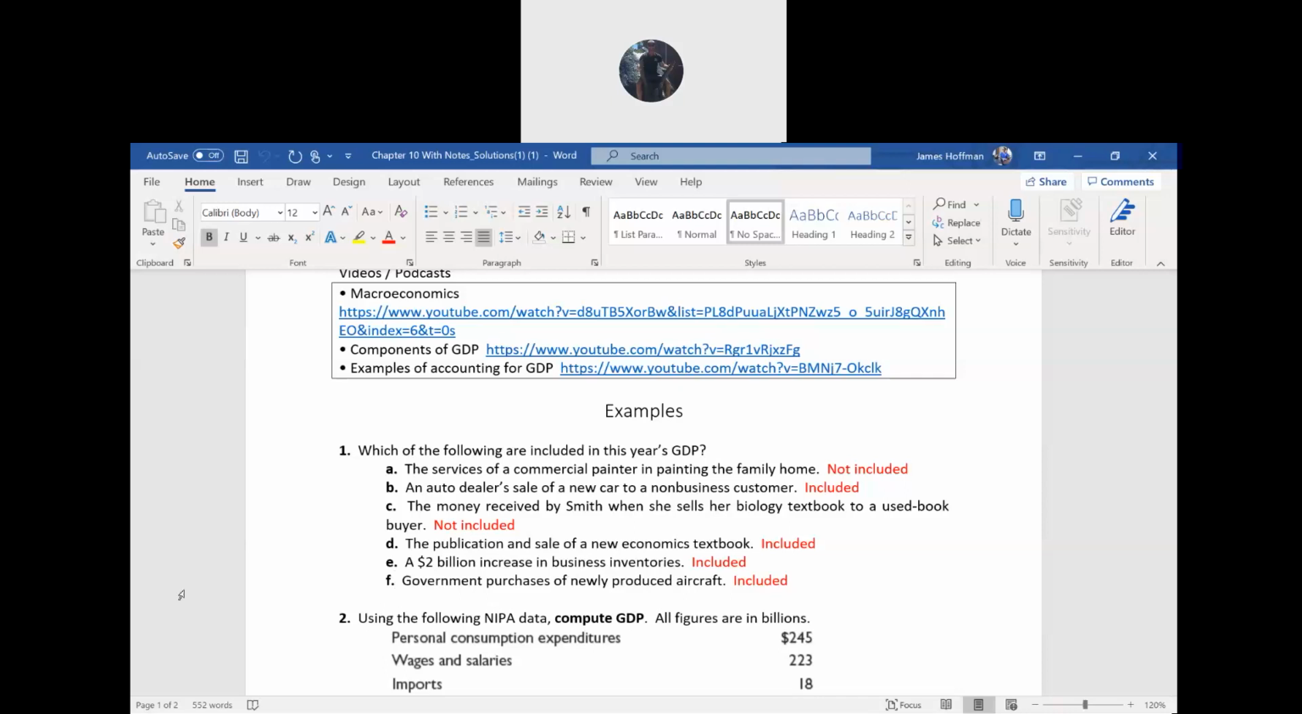Okay, then government purchases of a newly produced aircraft. That's a new aircraft produced by the big G category, government spending, so that's included. So you can see if it's a new good, it gets included somewhere. If it's a used good or something that's just not reported, like a painter painting his house where there's no transaction, then that's not included.